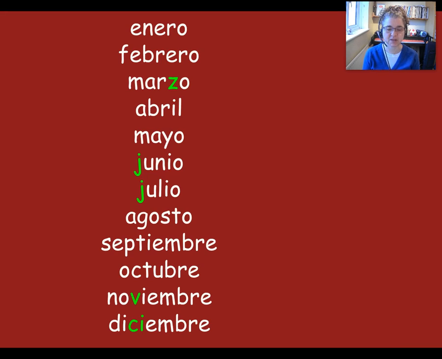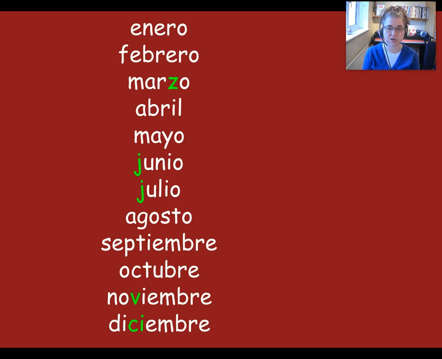So here are those months again in their order, and I've highlighted in green those sounds that we need to be careful of when we say these months. So first of all, in marzo, the word for March, the Z makes a th sound, marzo.